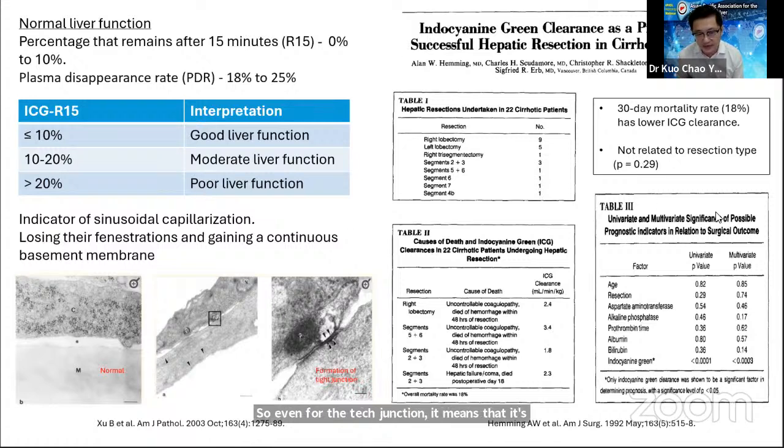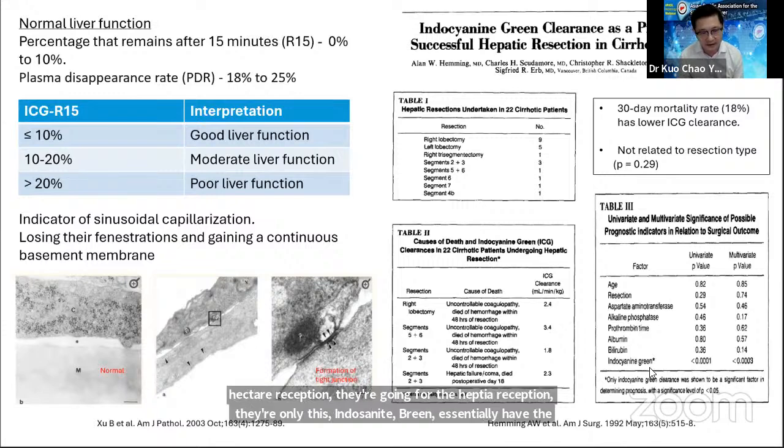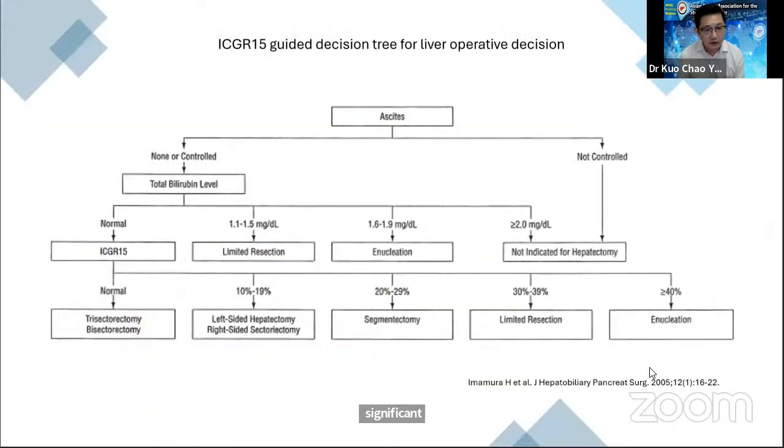In this previous study of patients going for hepatic resection, only indocyanine green showed a significant difference as a factor affecting survival. Further on, ICGR-15 can also be incorporated into the algorithm for the surgeon to see what kind of surgery is appropriate for the patient.